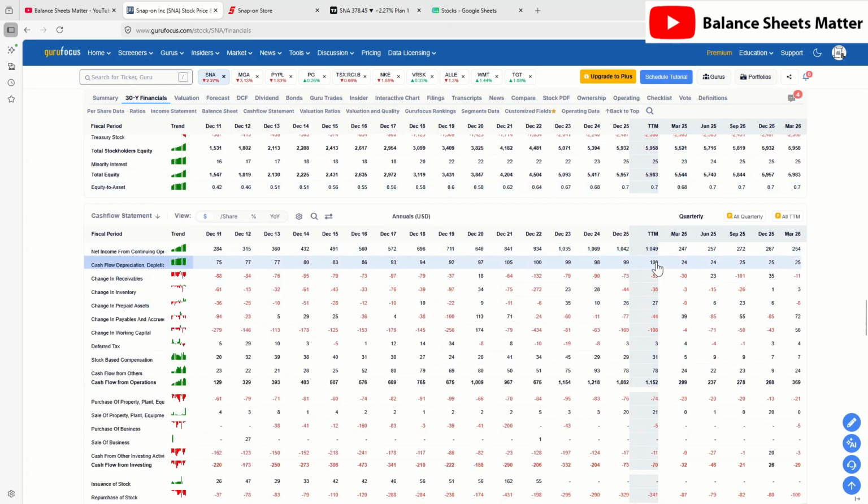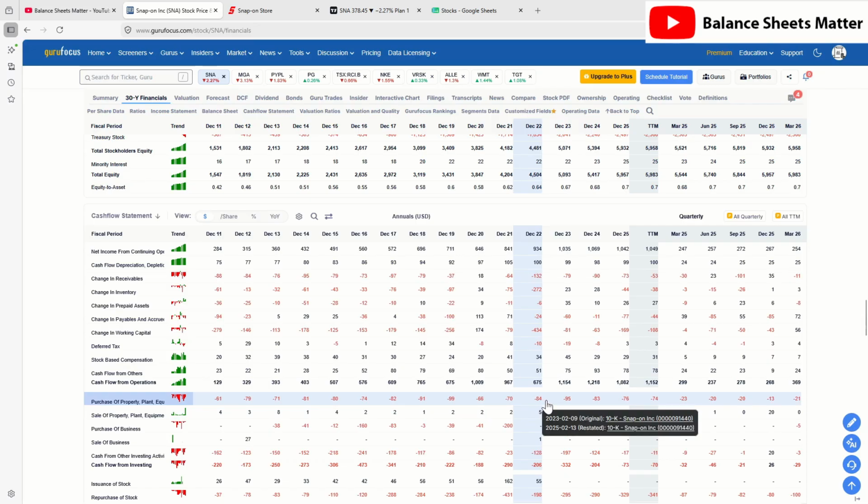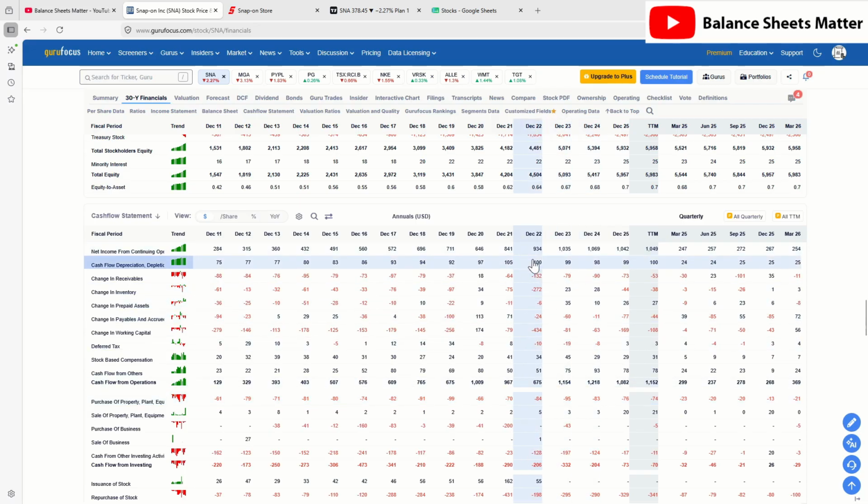And then we can see when we get on the cash flow statement, one of the first things I like to look at is the cash flow from depreciation compared to the purchase of plant, property, and equipment. Sometimes you can find some interesting stuff going on here. With Snap-on, since they are a very mature company, this is much more what you would expect. The purchase of plant, property, and equipment is actually a little bit under their cash flow from depreciation.